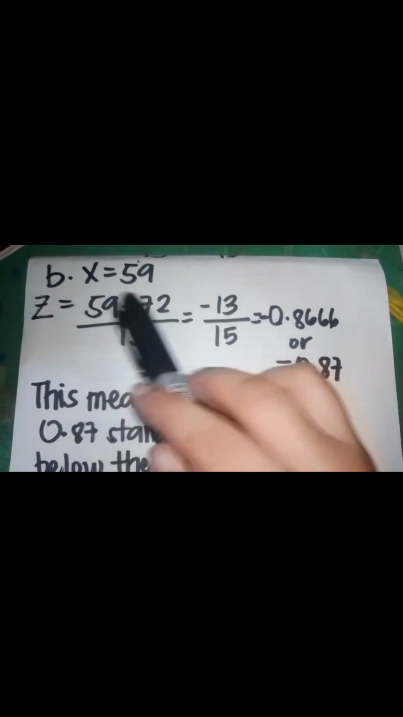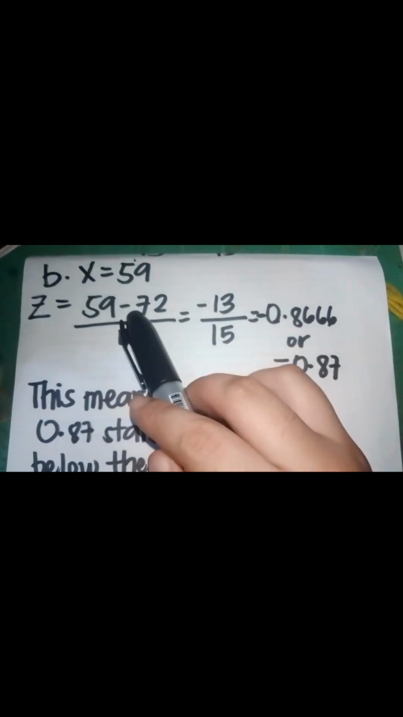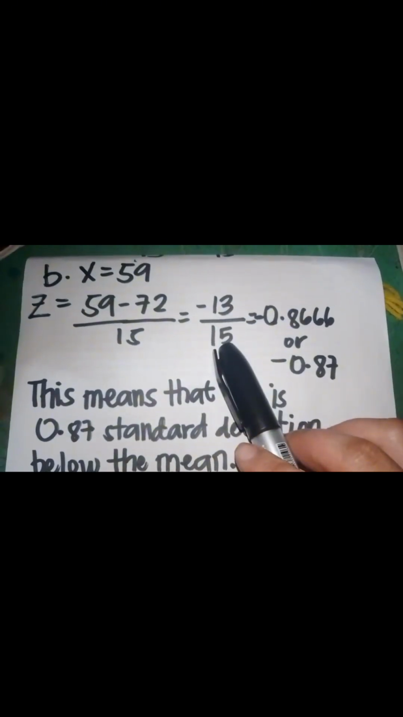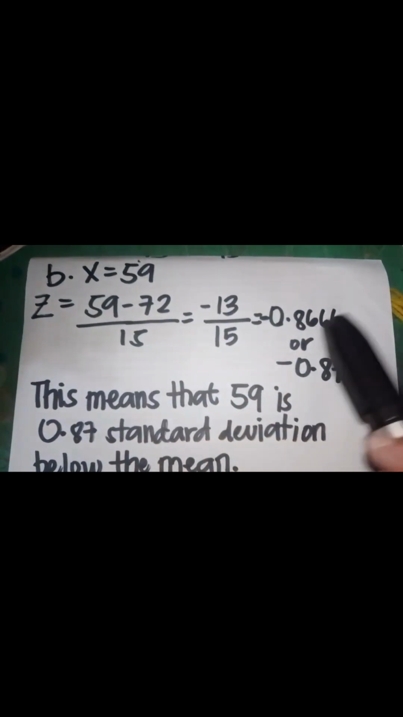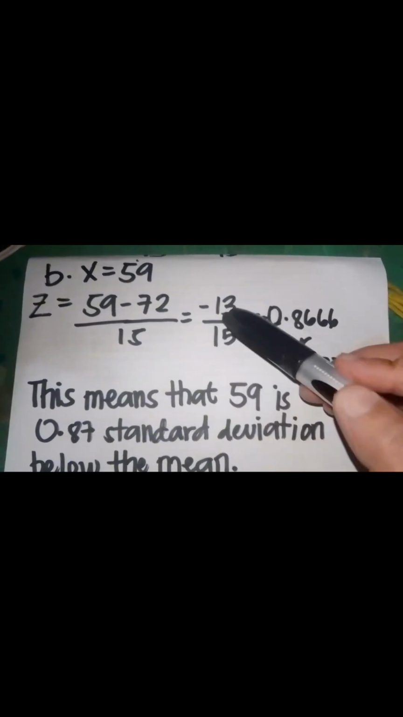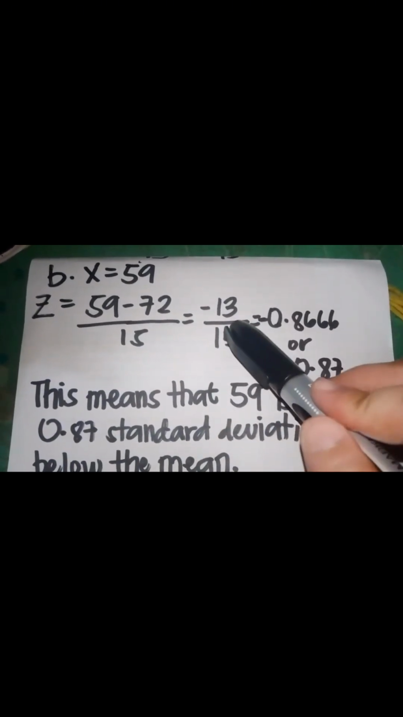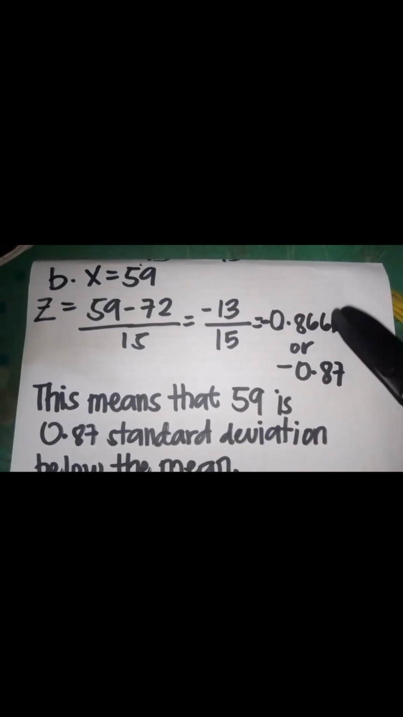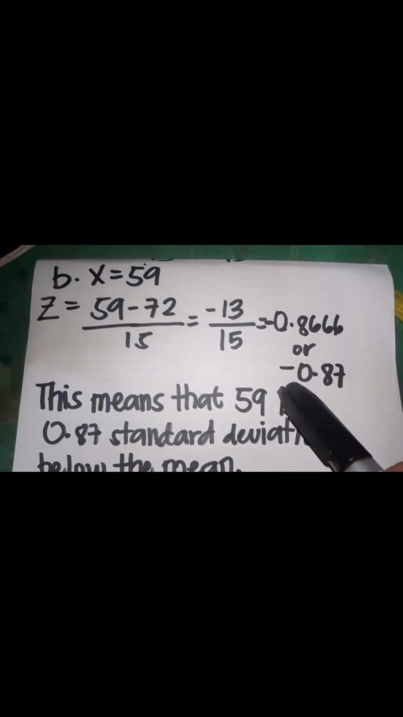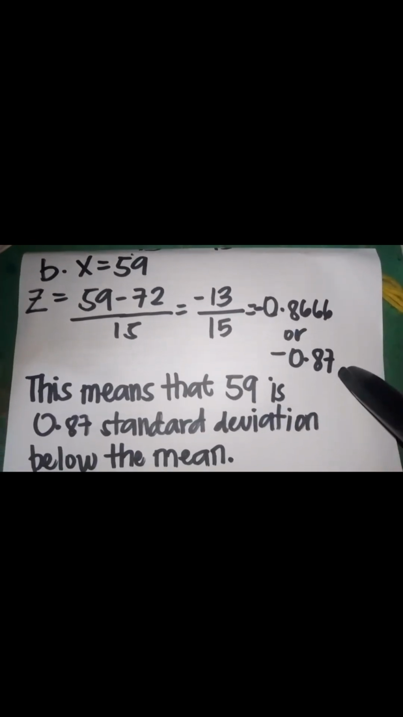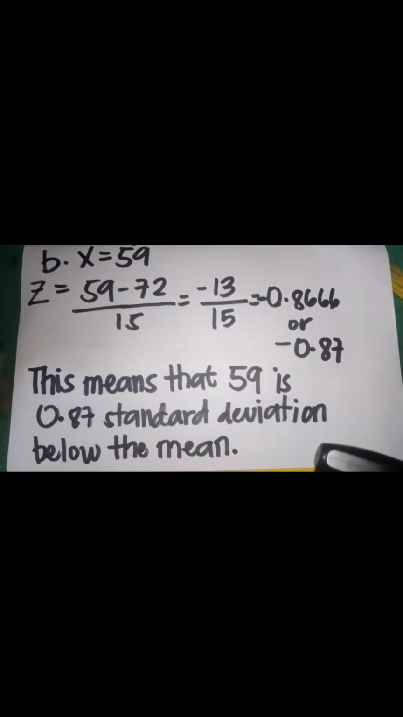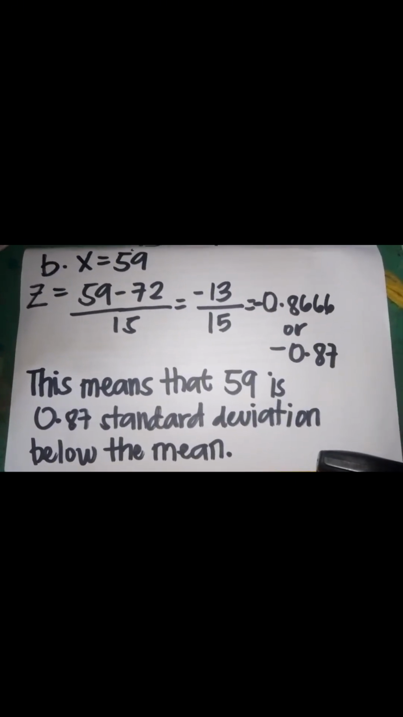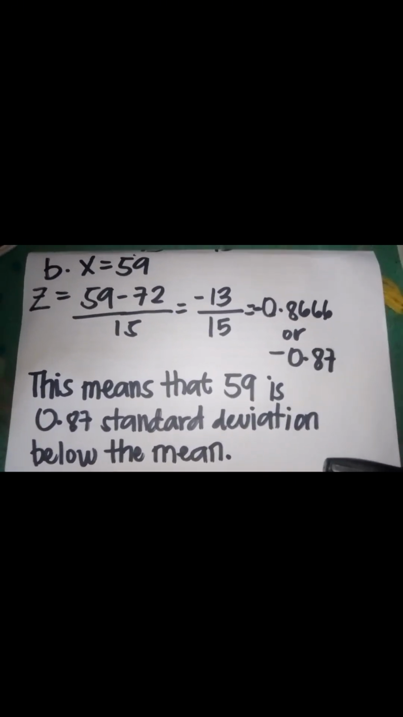So we're going to subtract these two. 59 minus 72 is equal to negative 13 over 15, because we are copying this one. Let's divide these two. Negative 13 divided by 15 is equal to negative 0.8666 or negative 0.87. So this means that 59 is 0.87 standard deviations below the mean.